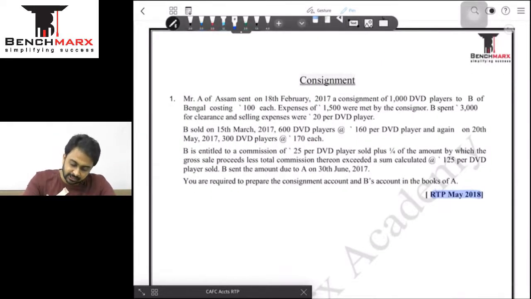Mr. A of Assam sent on 18th of Feb 17 a consignment of 1000 DVD players to B. So consignor is A and consignee is B. Costing 100 each. Expenses of 1500 were met by the consignor. B, the consignee, spent rupees 3000. Clearance and selling expenses were 20 per DVD player. So selling expenses are there, basic expenses are there, and consignor expenses are there. B sold on 15th of March 600 players at 160 each and again on 20th May 300 players for 170 each. So can I say 600 plus 300, that is 900.